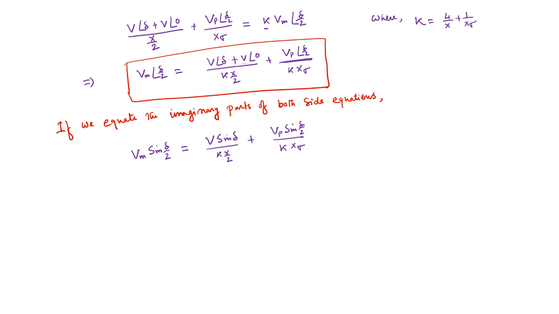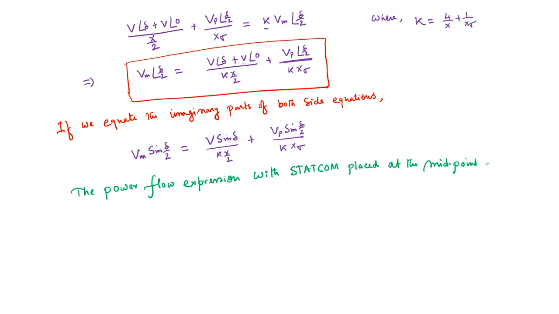Now, the power flow expression with STATCOM placed at the midpoint of the line will be P, or I should write P compensated, because it is the compensated power which is flowing through the transmission line due to the presence of the STATCOM. So, this will be equal to V Vm divided by x by 2 sin delta by 2.